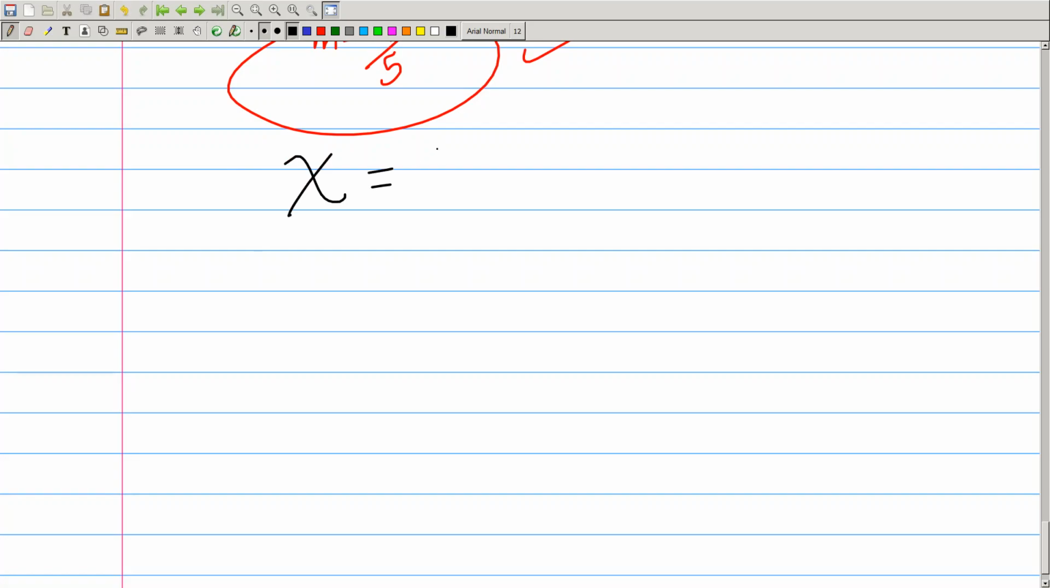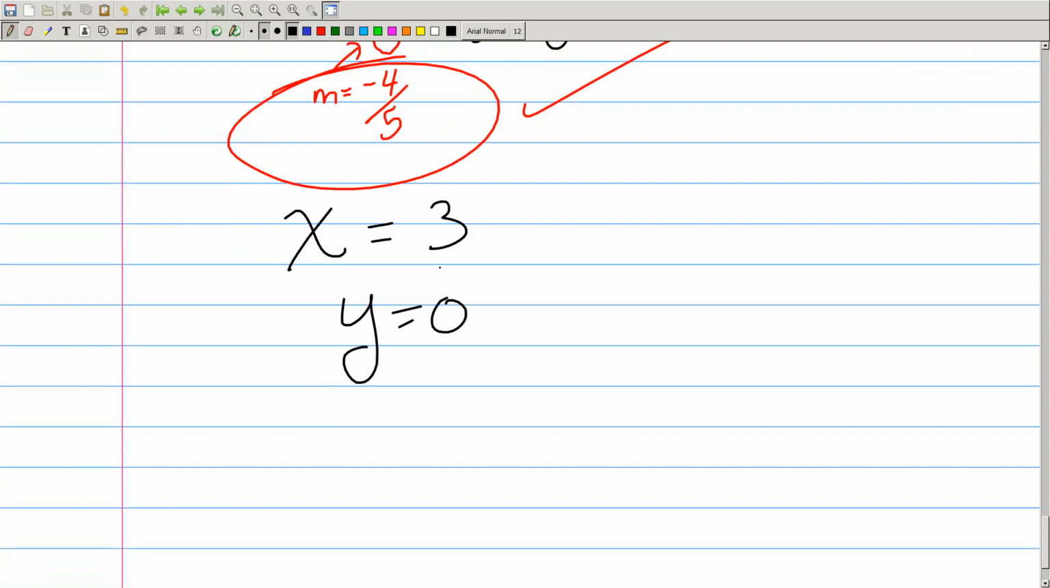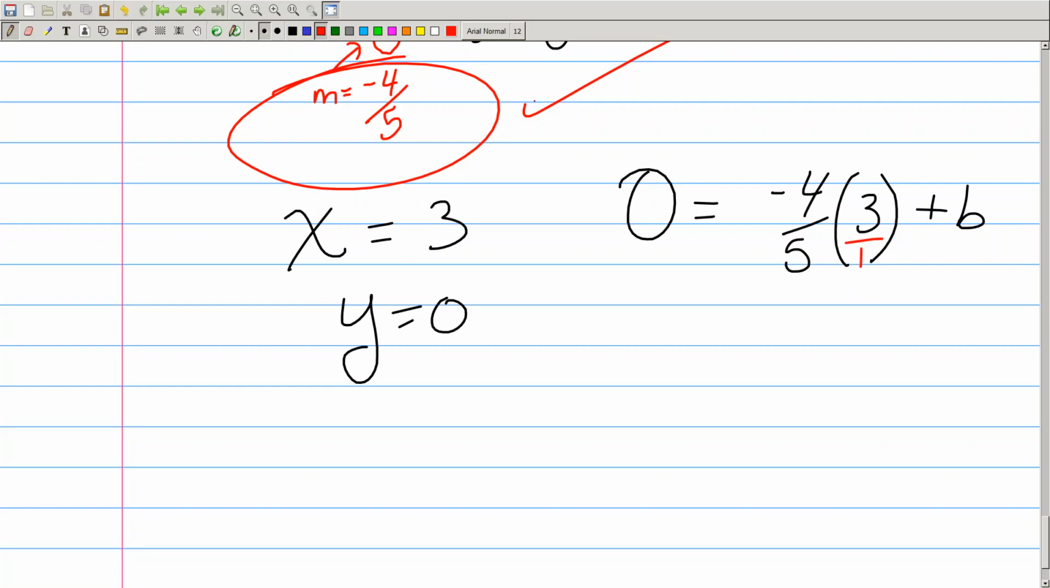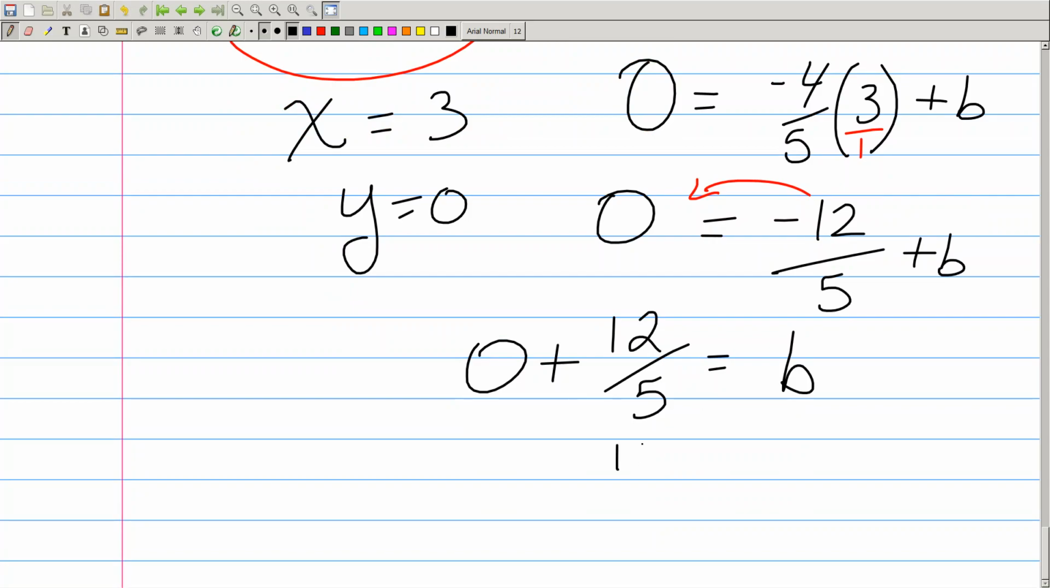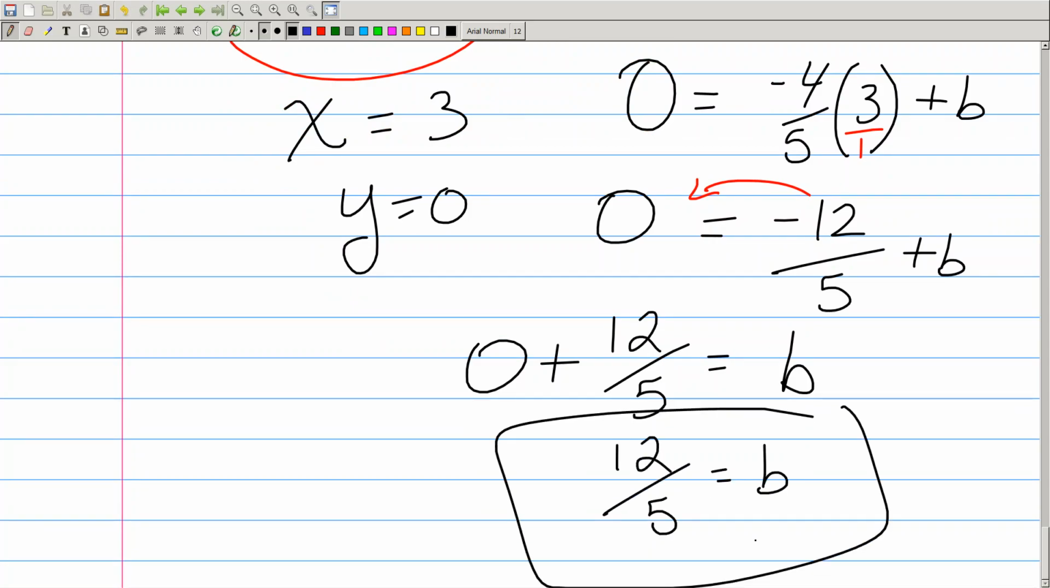So they've given me a slope. They have given me a point. Can I find the y-intercept? The answer is yes, you can. All I do is punch it into my equation. So I go 0 equals negative 4 over 5 times 3 plus b. And all I do is isolate for b. So I multiply across, and I get negative 12 over 5 plus b equals 0. And then all I have to do is move the 12 over 5 over. And I get 0 plus 12 over 5 equals b. But adding 0 to anything does nothing, and I get b equals 12 over 5.